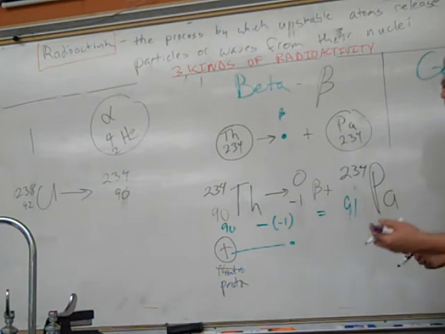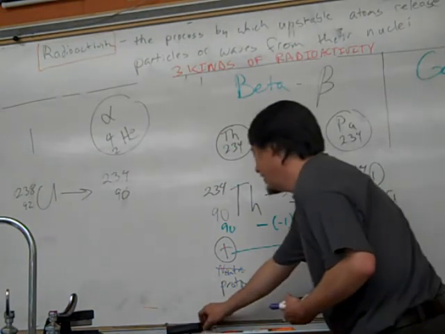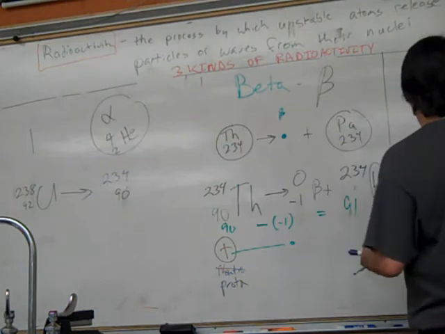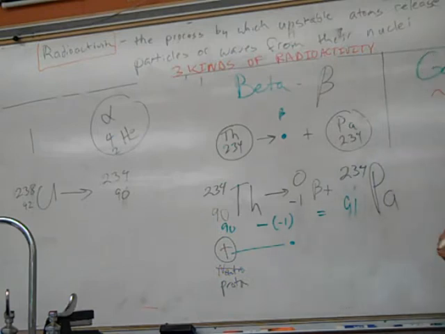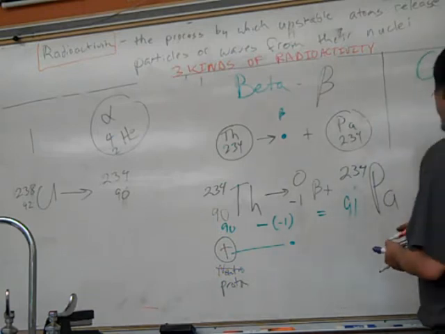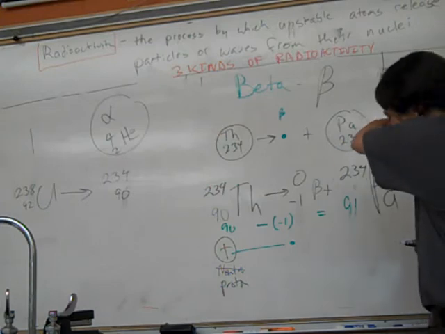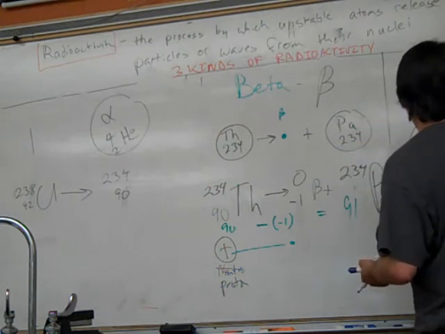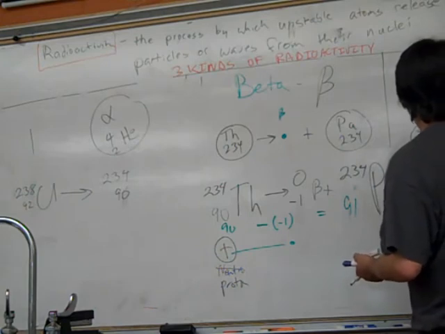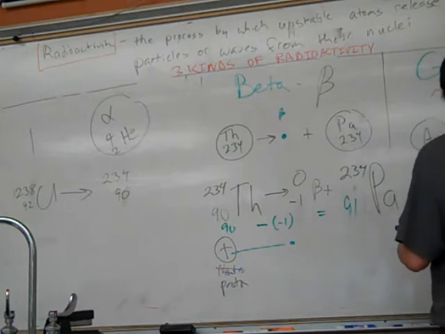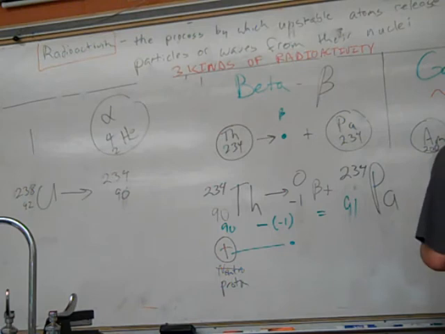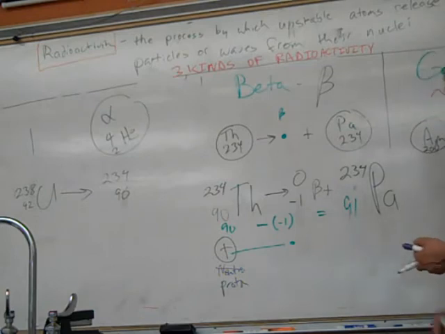And then gamma is really simple. Okay? I promised you gamma would be simple. Gamma is just a wave of energy. Gamma isn't a particle at all. Gamma is just energy. And so, if you have, let's say, americium 200, and it spits out a gamma ray, it's still going to be the same thing when it's done. It doesn't lose any protons, it doesn't lose any neutrons, it doesn't lose anything.